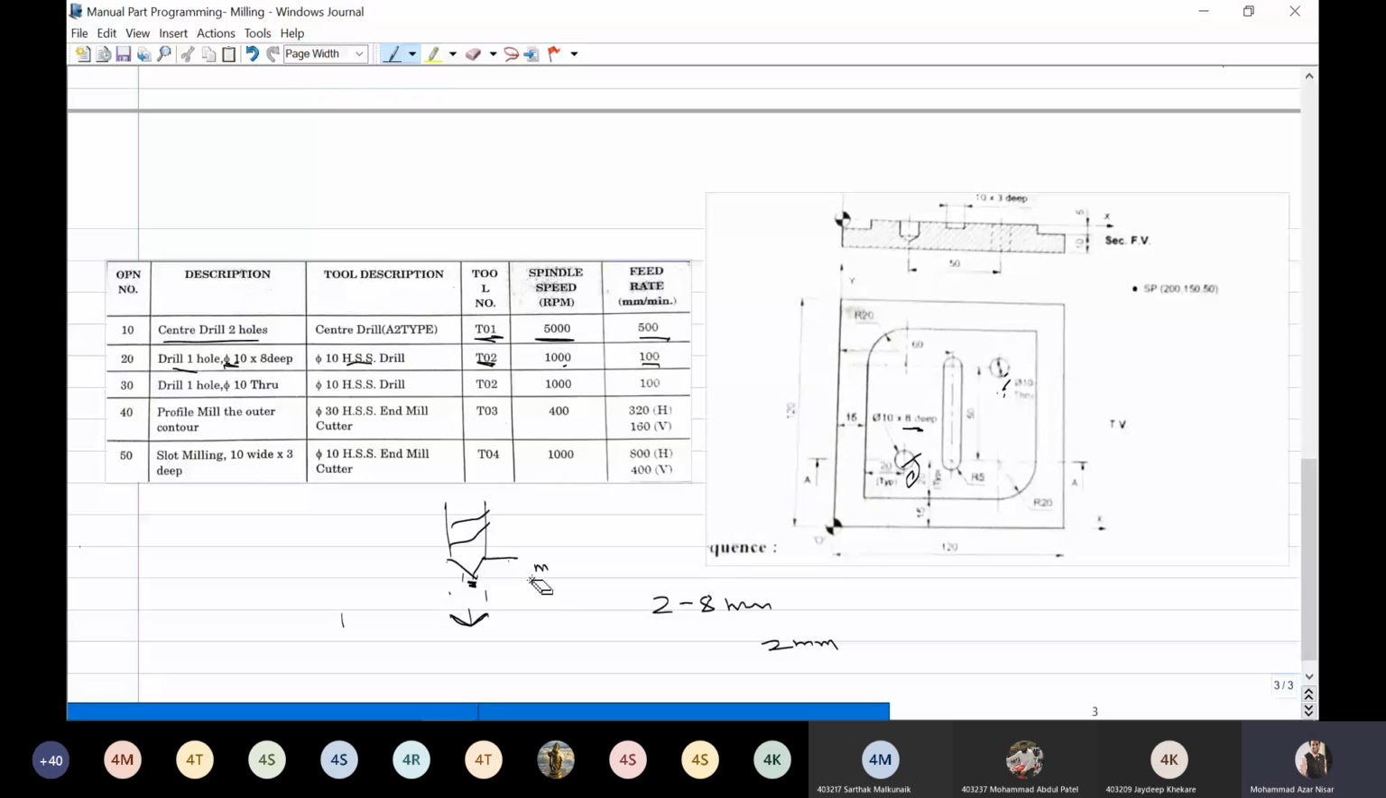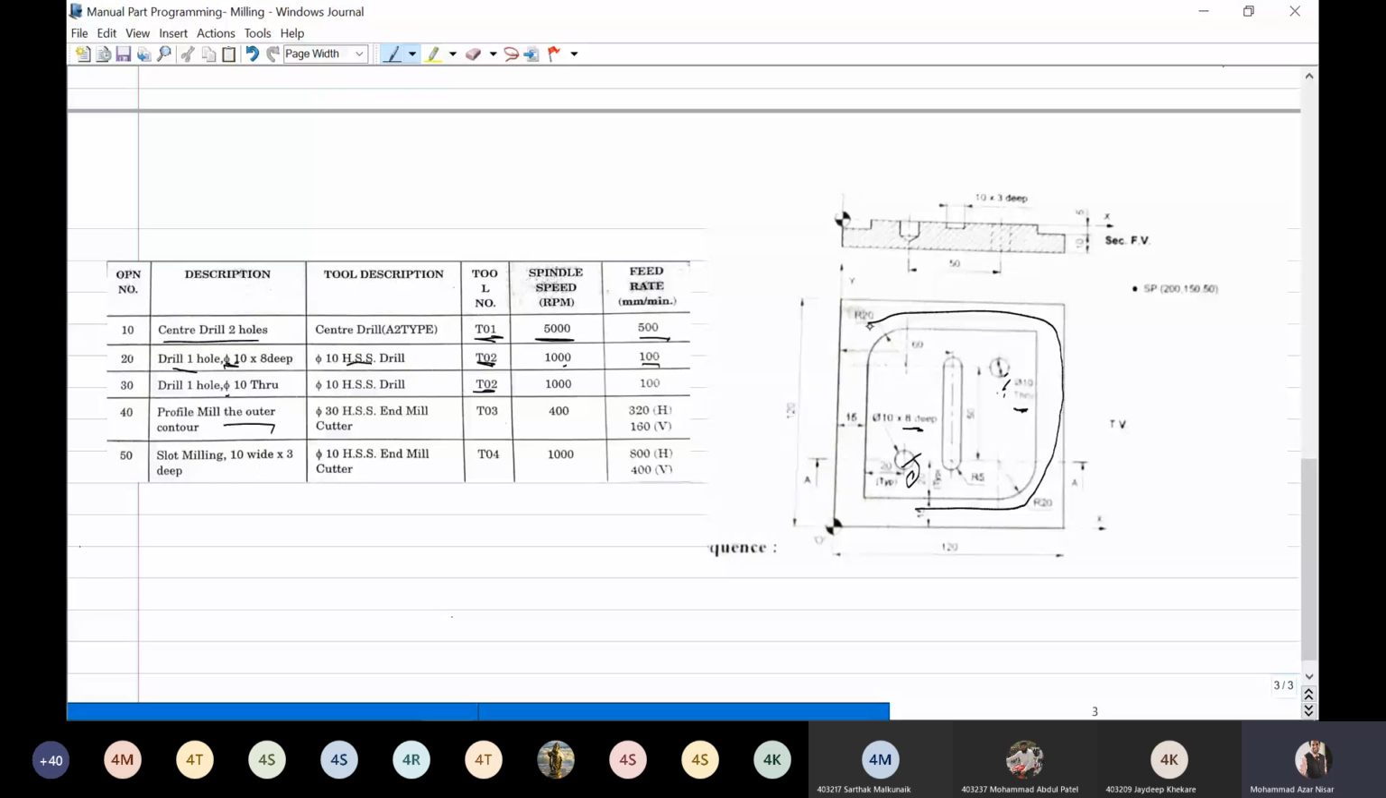Okay, then next again a hole. The second one is a through hole, that is also 10 diameter, and you have to use the same P02 with the same speed and feed rate. Next, they have included a milling operation, profile milling. So you have to move this in this way, the profile milling.